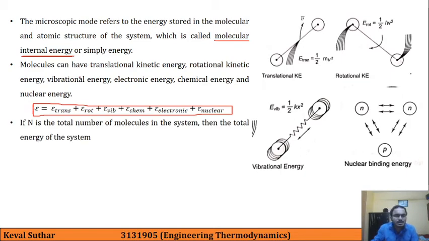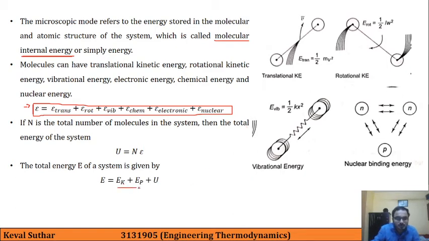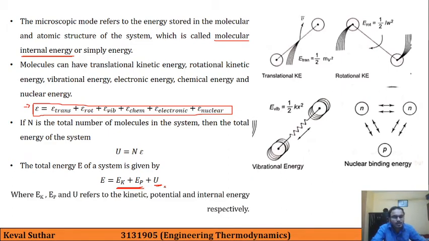Now, if n is the total number of molecules in the system, so this is for a single molecule. Okay, so if there are total n number of molecules in the system, then the total energy of the system is given by capital U is equal to n into epsilon. So the total energy E of the system is given by this formula: E is equal to Ek plus Ep plus U. So the first two are the macroscopic mode of energy and U is the microscopic mode of energy, where Ek, Ep and U refer to kinetic, potential and internal energy respectively.